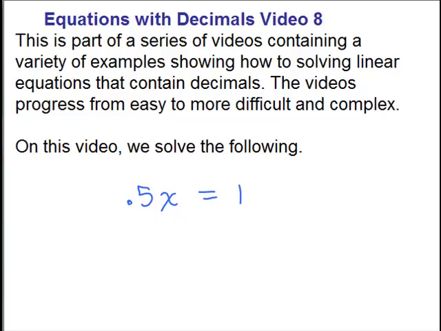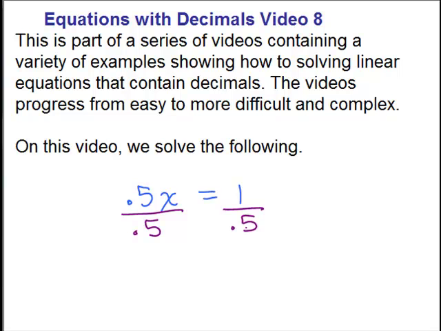This is video 8 of solving equations with decimals. We're going to do another problem here where we have a basic equation but the coefficient of x has a decimal in it. So there, of course, is more than one way to solve this. One way is to simply divide both sides by 0.5.